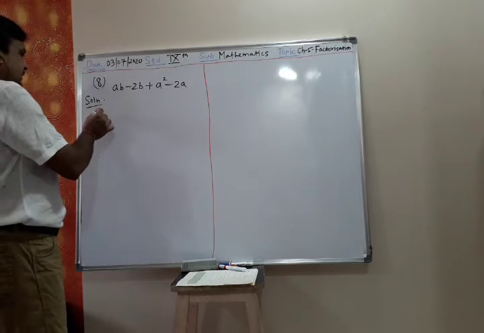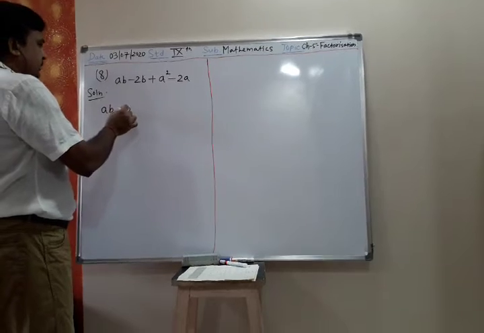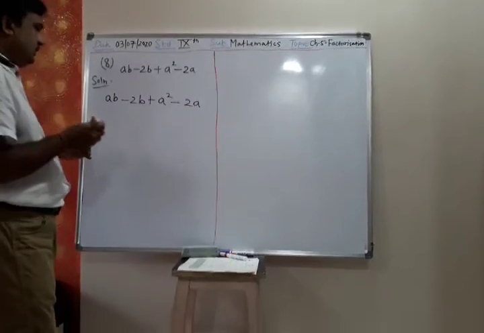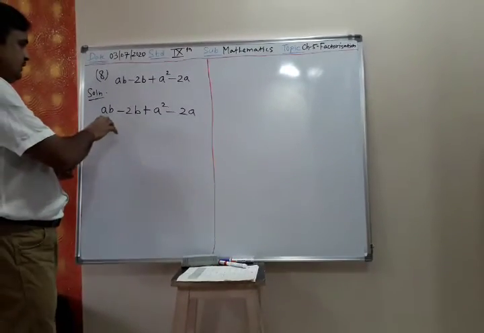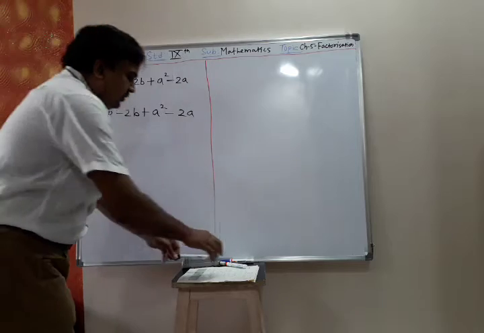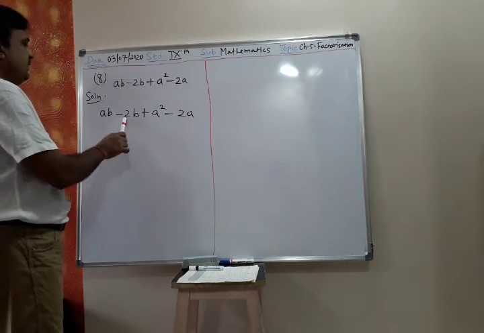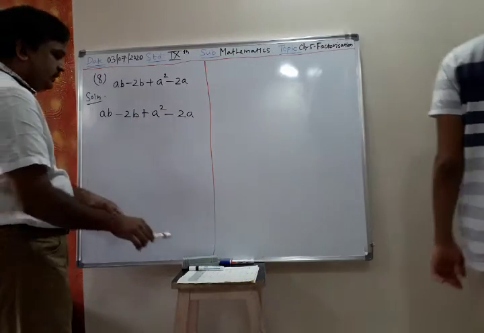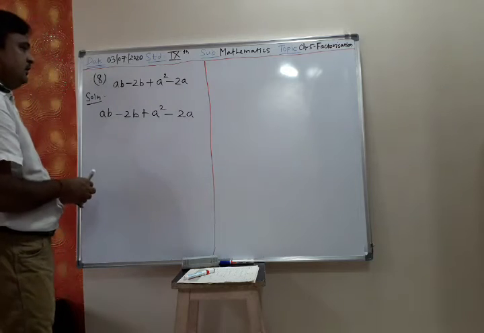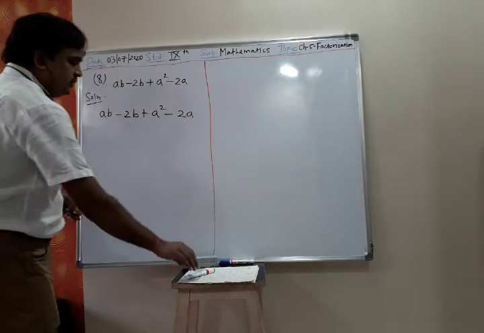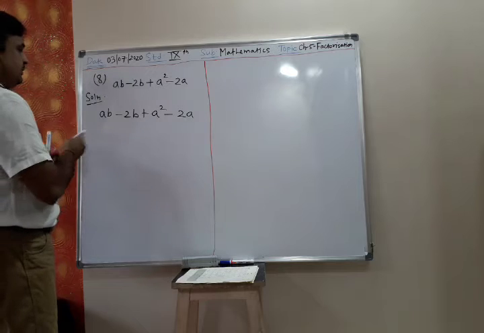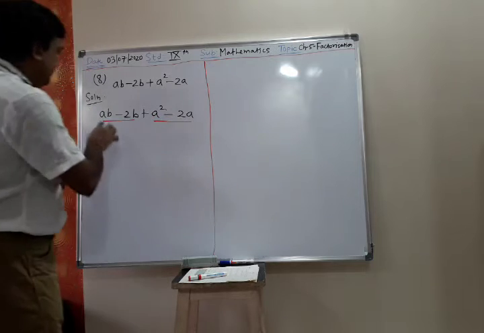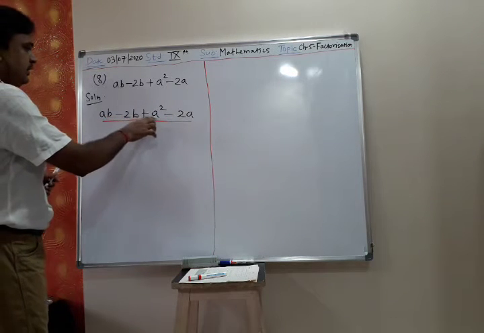AB minus 2B plus A square minus 2A. Now there is no common factor in all the terms. There I have AB, there I have 2B, in this there is no A, in this there is no B. So there is no common factor. If there is no common factor, then we group the terms. These two terms we take together, these two we take together, because there we have B, here I have B, there it is A, here it is A.